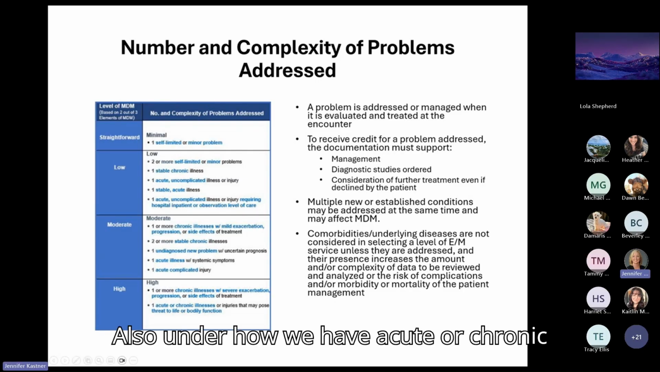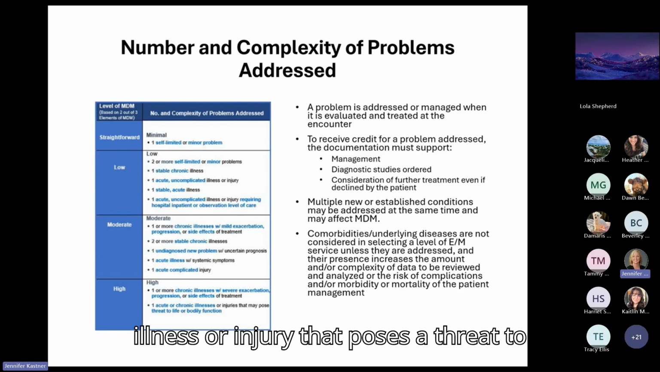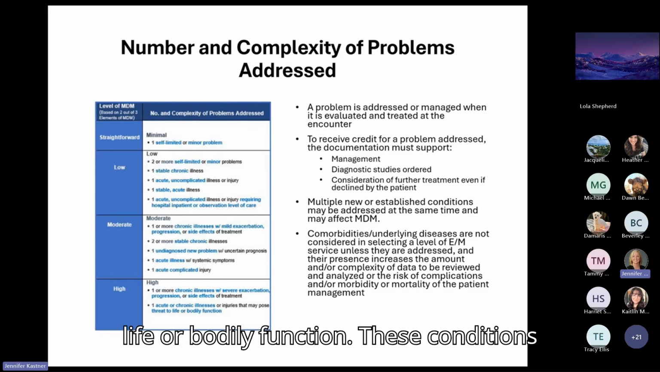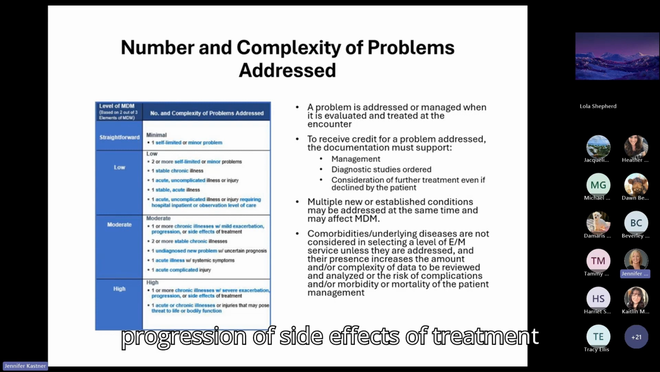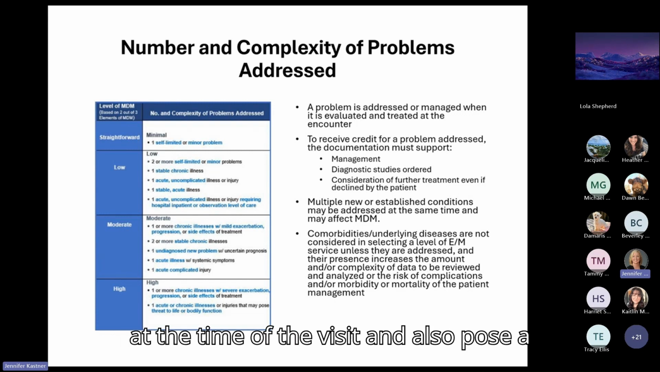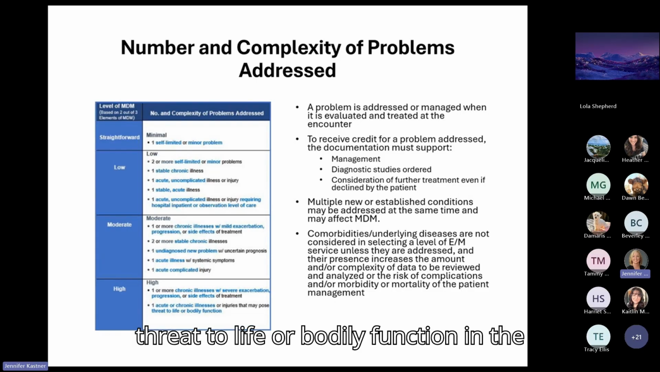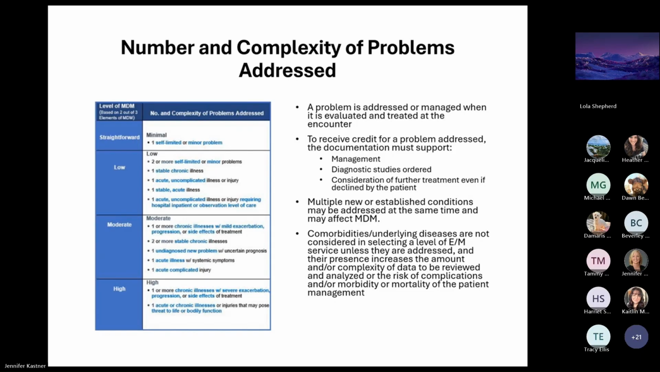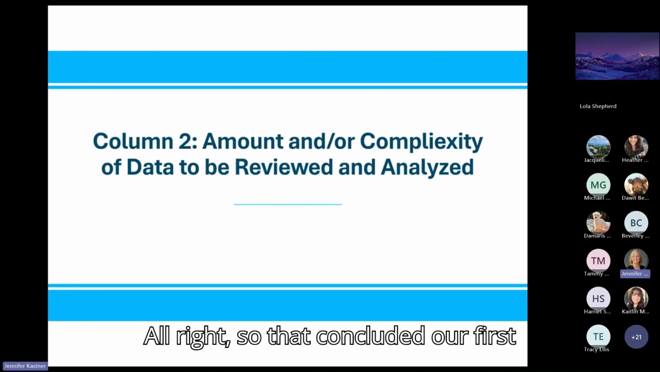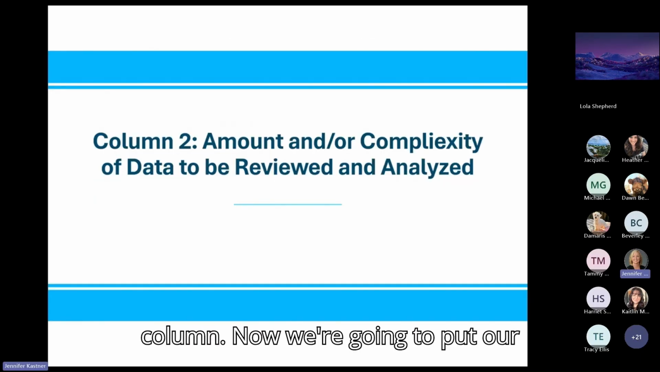Also under high, we have acute or chronic illness or injury that poses a threat to life or bodily function. These conditions have a severe exacerbation and/or progression of side effects of treatment at the time of the visit, and also pose a threat to life or bodily function in the near term without treatment. All right, so that concluded our first column.